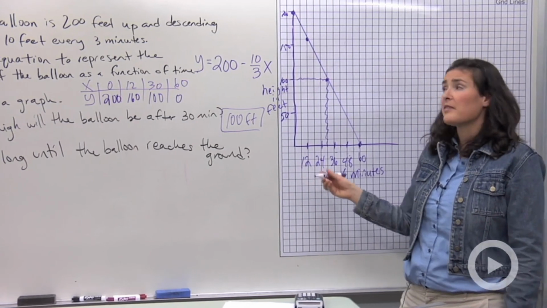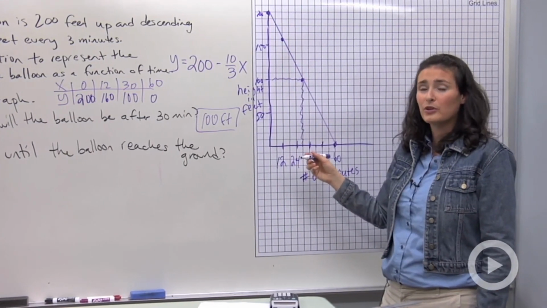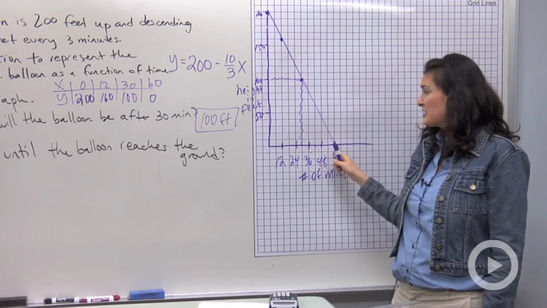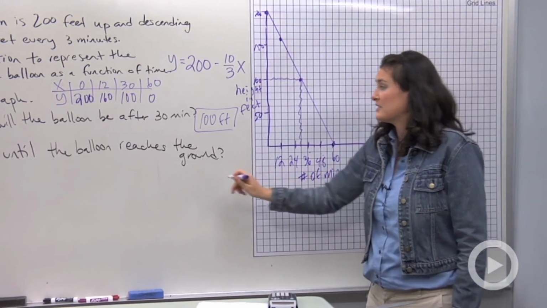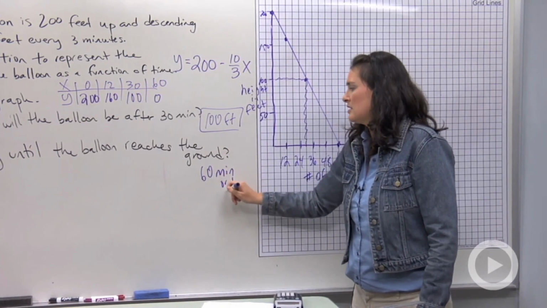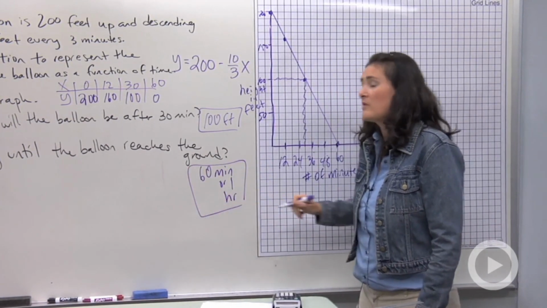Last but not least, how long until the balloon reaches the ground? Well, look at your graph. Vertically, we're seeing how high the balloon is. It starts at 200 feet, it's coming down, coming down, coming down, coming down. It hits the ground right there after 60 minutes or 1 hour, depending on how you want to write it.